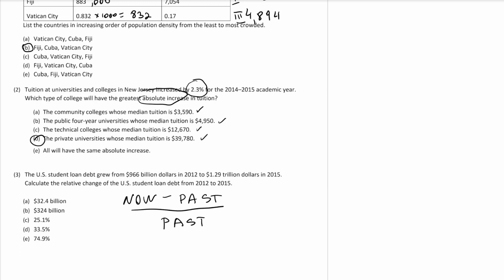Past is a number in the past, and now is like the future value, the year that is further away, basically. So when you look at 2012 and 2015, now will be 2015, the more recent year, minus the prior year that's given in a question. All right, so I like to write it this way.